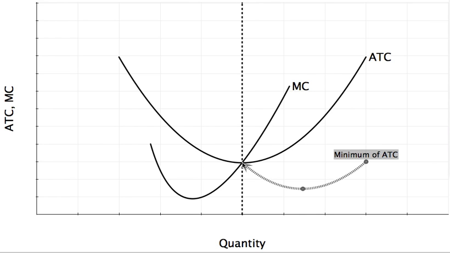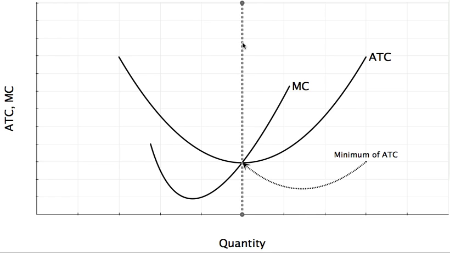and at quantities to the right, or at greater levels of output than that minimum point, we see that marginal cost is increasing and it is above average total cost. And in this region where marginal cost is greater than average total cost, we see that average total cost gets pulled upward. So that's what I mean when I say that marginal cost is driving the shape of average total cost. When marginal cost is less than average total cost, on the left-hand side, we see that average total cost is declining. Once marginal cost is greater than average total cost, it starts to pull average total cost upward. So make sure you understand that relationship between marginal cost and average total cost.